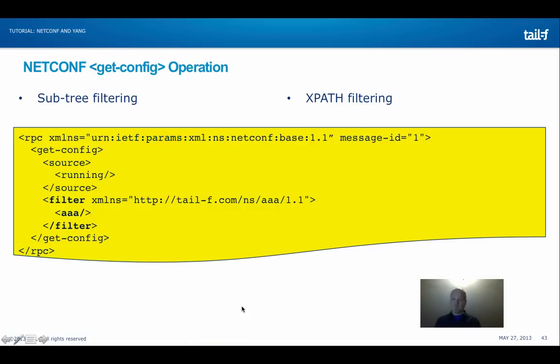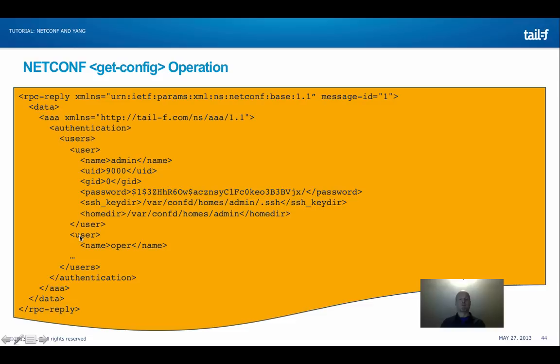Now we can do some get config. So a get config, start, stop. The source is the running, and a filter. So in this case, it's a filter to pick the AAA subtree. The response back is AAA, and down the tree here, we see the contents, and we get the list of users. So the configured users in the system are responded back.